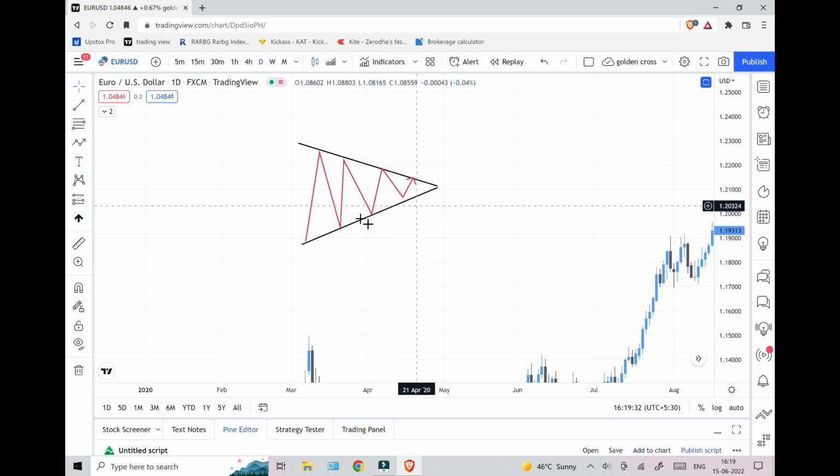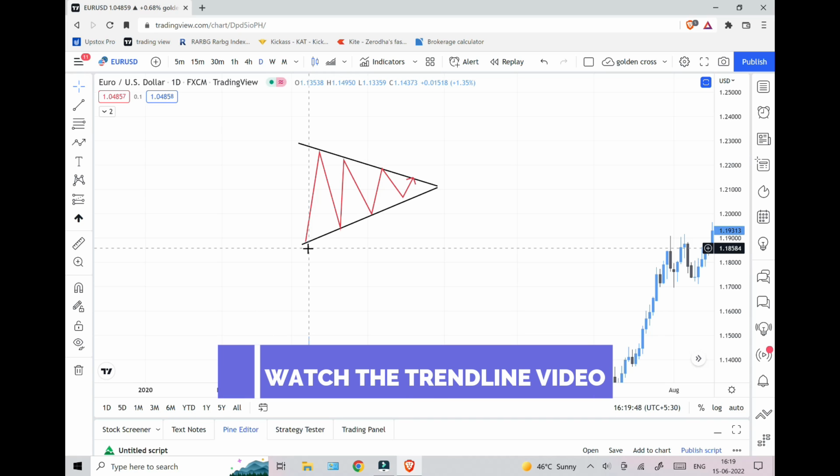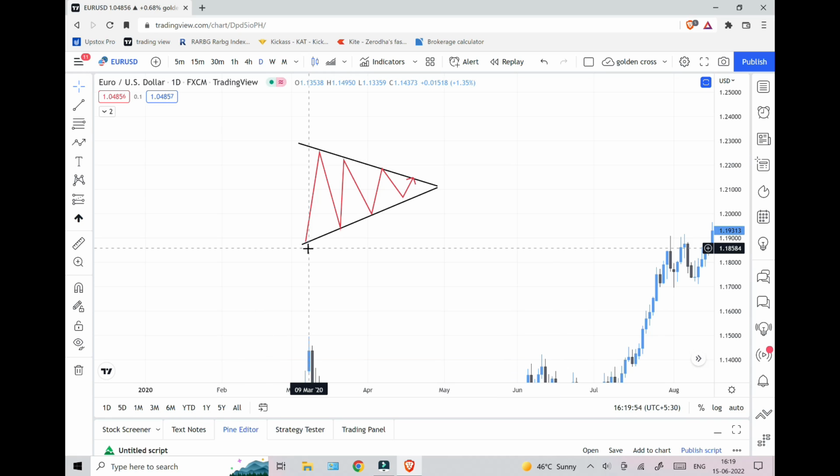In order to identify a symmetrical triangle, you need at least 3 points. Once you have identified 3 points, draw the trend lines. If you have not watched the video on trend lines, I highly suggest you go and watch that first. Now once you have identified 3 points and the triangle pattern looks like this, how are you going to trade? Are you going to buy or sell? That's the question.